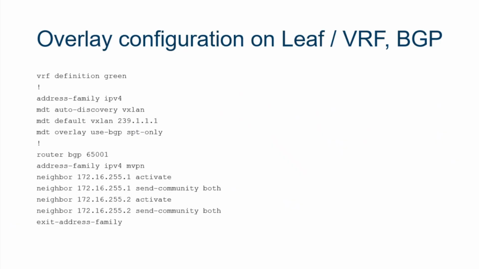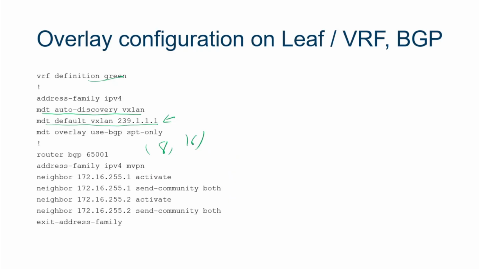see, this is the VRF that you configure, VRF definition green, MDT auto-discovery VXLAN, and MDT default VXLAN, this 239.1.1.1. In this case, I haven't configured data MDT, but when you configure data MDT, for default MDT you just configure only one multicast IP address. But for data MDT, you normally give a range of, let's say, 8 or 16 multicast addresses. That may vary.